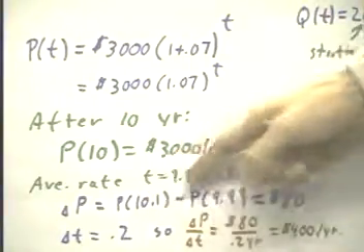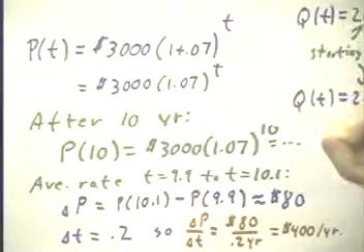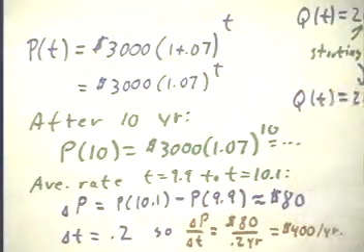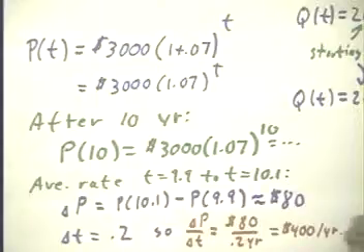Plugging these numbers into the function in this form and subtracting, we get approximately $80. Our delta t, our time interval, is 0.2, and that'll be 0.2 years. So that our delta P over delta t is $80 over 0.2 years, which is approximately $400 per year.